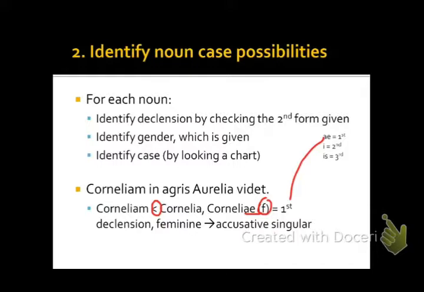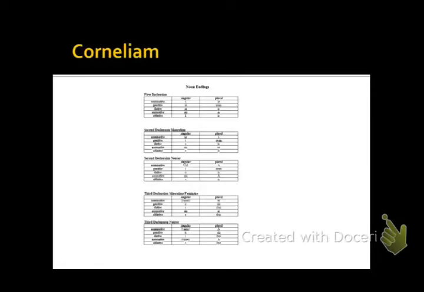Just to show you where we're coming from, when you're looking at the chart that I give you, you're considering one specific noun. The charts I gave you look like this: noun endings, you have first, second, third declension. So what we have, Corneliam, we already said is first declension, so it's going to be this chart. And feminine, which in the case of first declension isn't a huge deal, but remember for second declension you have both masculine and neuter, and third declension you have masculine, feminine, or neuter.